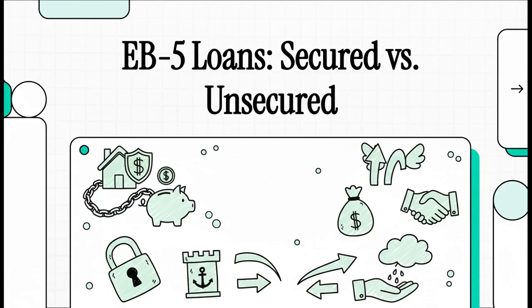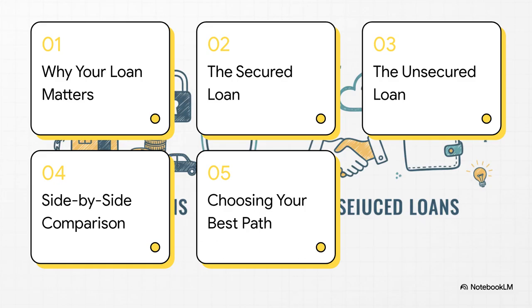Let's get to it. So here's what we're going to cover. First, we'll talk about why this loan is so important. Then we'll walk through Path 1, the secured loan, and Path 2, the unsecured loan. After that, we'll put them right next to each other for a direct comparison. And we'll wrap up with some key questions to help you figure out which path is the best one for you.